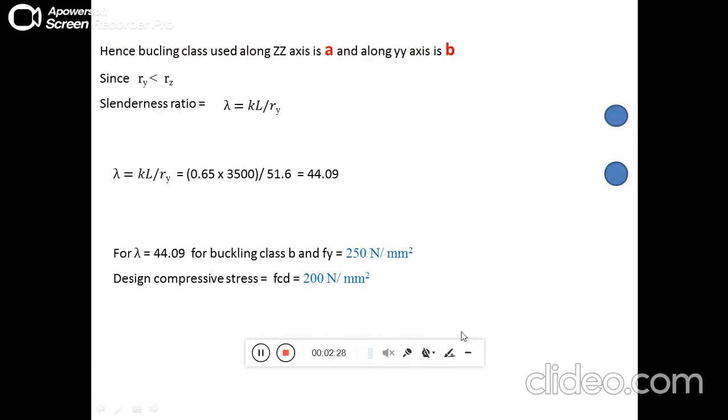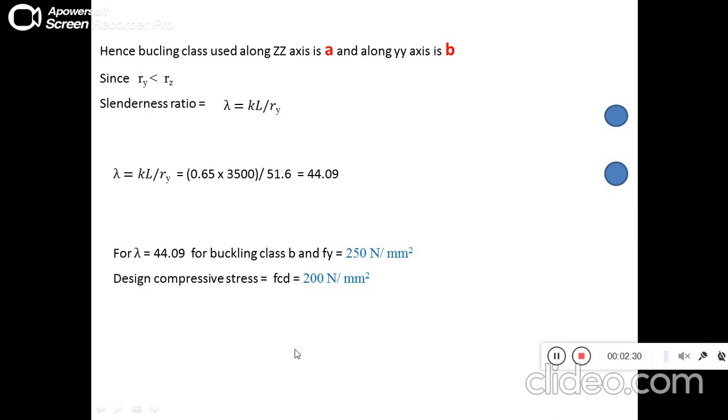Now when we substitute these values in the equation, PD is equal to AC into FCD, where AC is area of cross section and FCD value we have calculated as 200. So the answer we get is 2093.40 into 10 to the power of 3 newtons, or 2093.40 kilonewtons. So this is the design compressive strength of the given member.